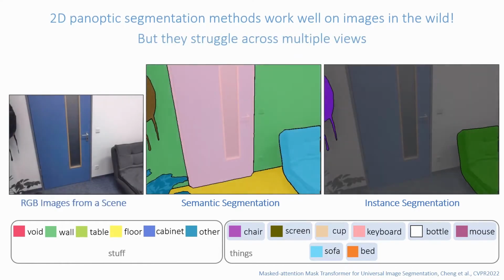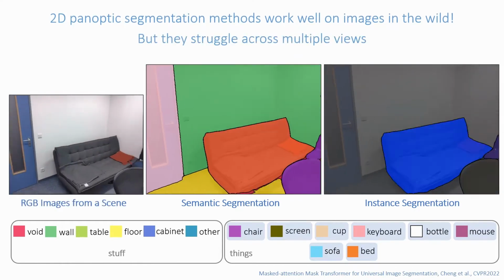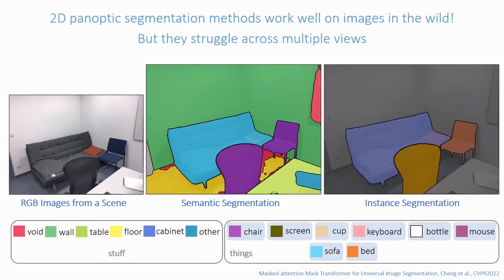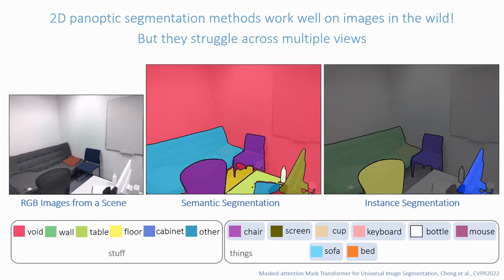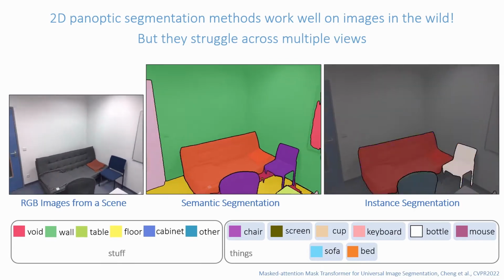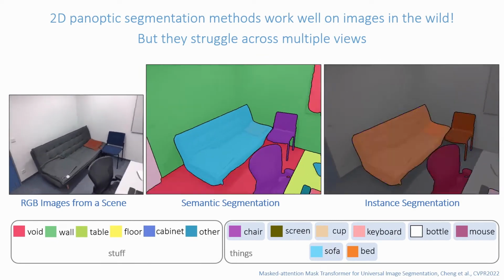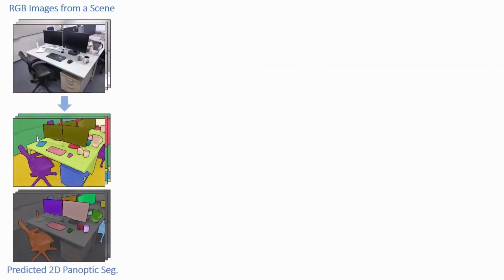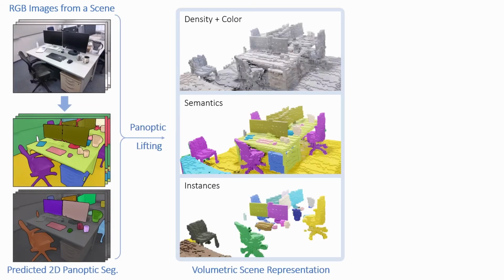However, when applied on multiple views from a scene, they can exhibit issues like inconsistencies in predictions across views. Furthermore, the instance labels are not valid across views. Our method, panoptic lifting, tackles this problem by directly lifting 2D machine-generated labels to a 3D representation.